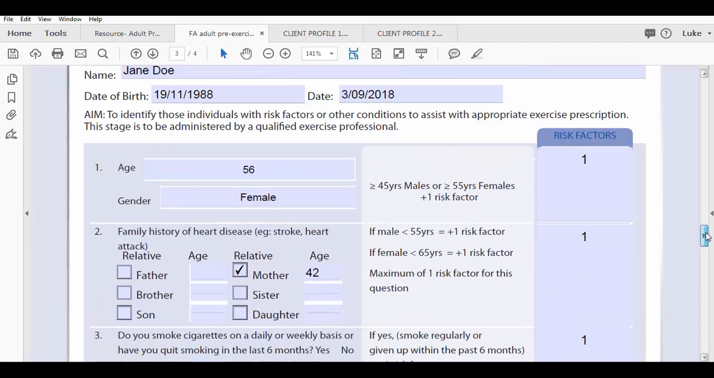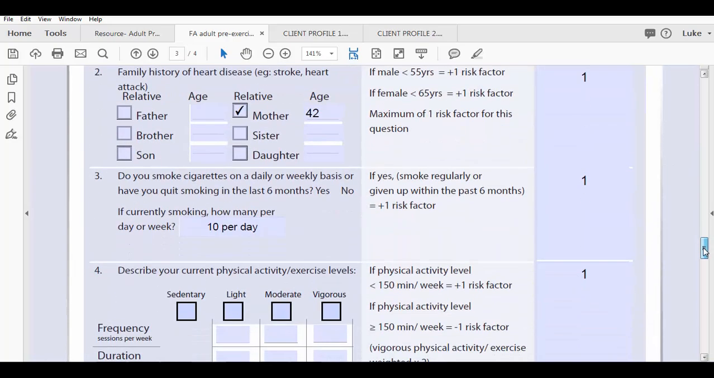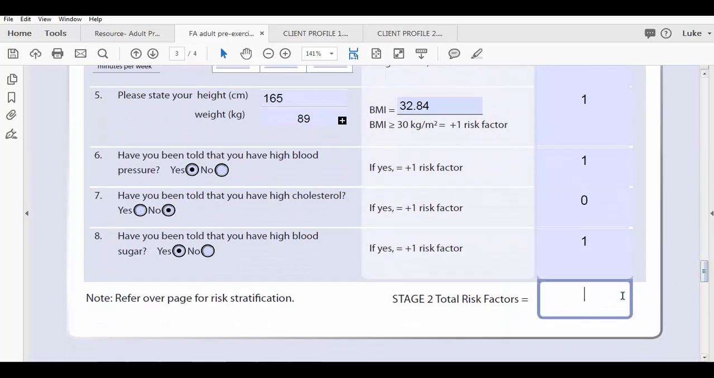So now we need to add up these scores once again. So we have a 1, 2, 3, 4, 5, 6, 7. So a lot different than our last client who had -2. We have a score of 7 here.